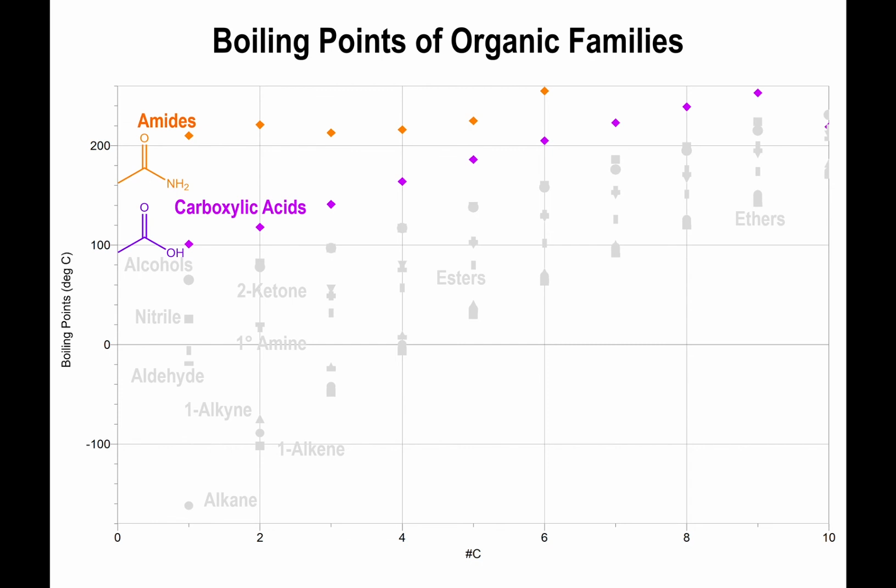Which brings me to the last set of groups, the carboxylic acids and the amides. They are at the top of the boiling point chain here. But the thing that initially, at least to me, didn't make sense is how come the amides happen to be the ones that have the highest boiling point? Why not the carboxylic acids? Because after all, the OH bond is a stronger hydrogen bond than the NH bond. So why are the carboxylic acids not higher in boiling point than the amides?